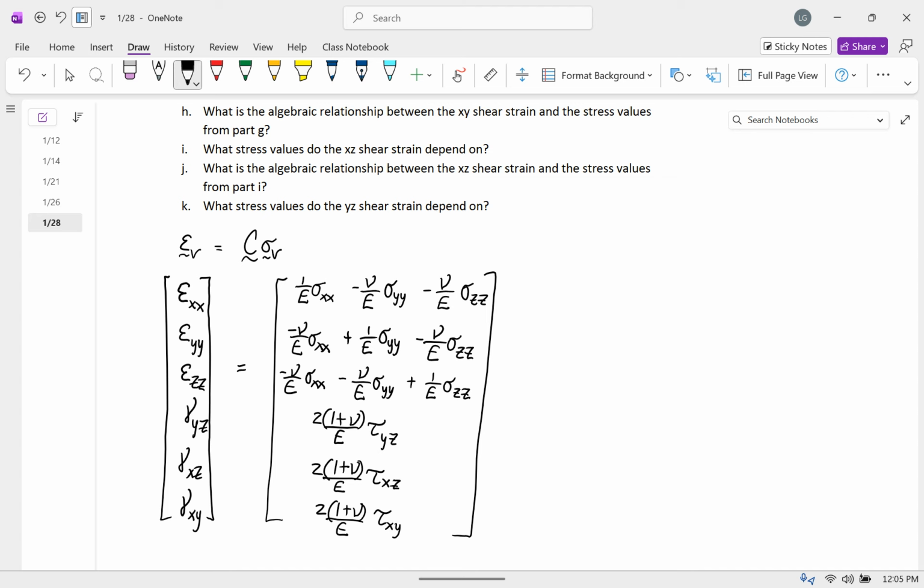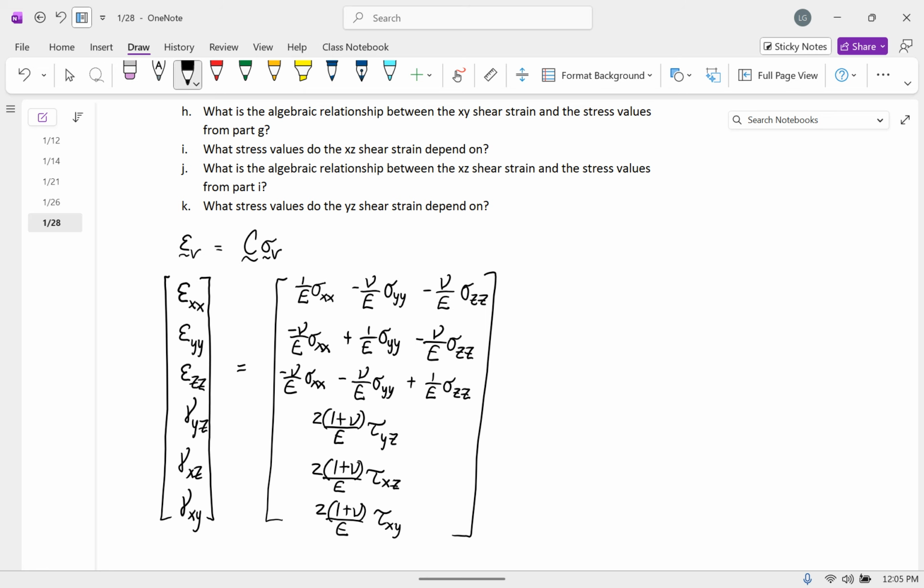And so for the questions that are just asking about the dependency, you can see that EXX depends on all 3 normal stresses. EYY depends on all 3 normal stresses. EZZ depends on all 3 normal stresses. But gamma YZ only depends on the YZ shear stress. The XZ shear strain only depends on the XZ shear stress. And the XY shear strain only depends on the XY shear stress.